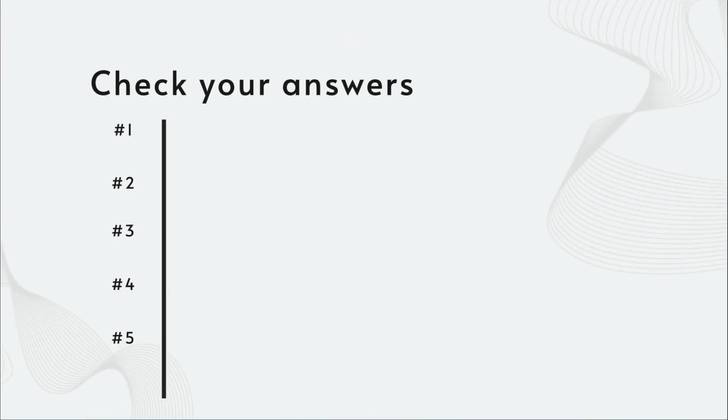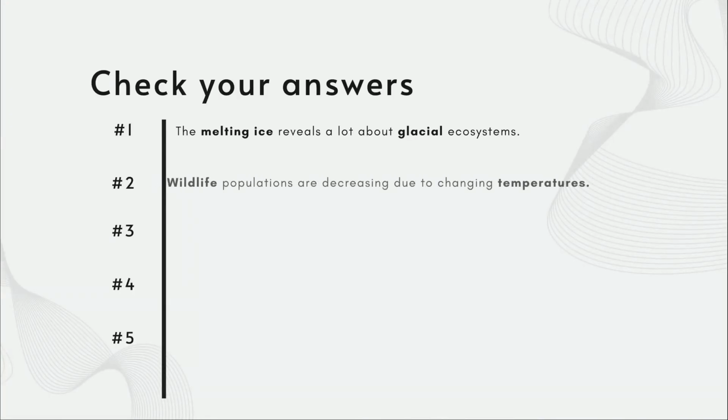So let's check your answers, starting with number 1. The melting ice reveals a lot about glacial ecosystems. Number 2. Wildlife populations are decreasing due to changing temperatures.